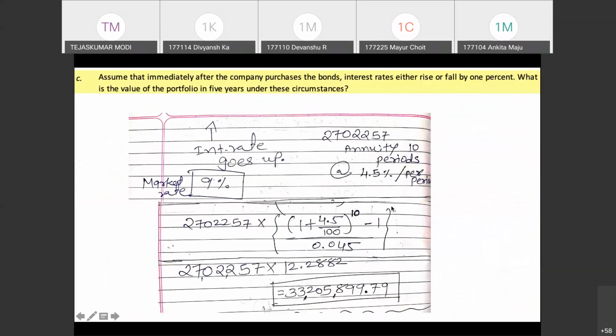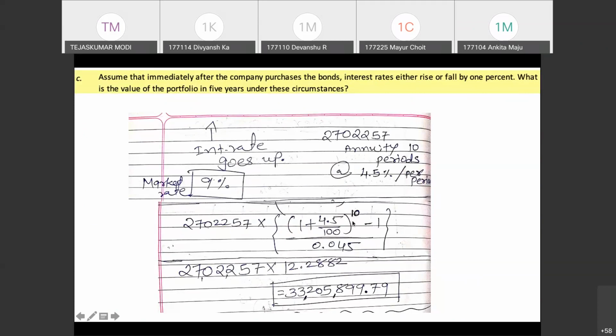This is interesting. Let us look at the C equation, please. The C equation says that assume that immediately after purchasing the bonds, the interest rate either rises or falls by 1%. So what is going to be the portfolio value in 5 years under these circumstances? So let's say the interest rate goes up by 1%. So it was 8%, now it is 9%. So every 6 months I receive 4.5. So now these coupons that I'm going to reinvest will give me 4.5% every 6 months.